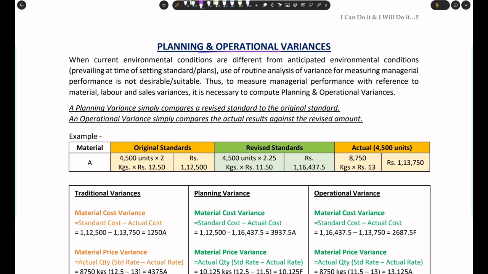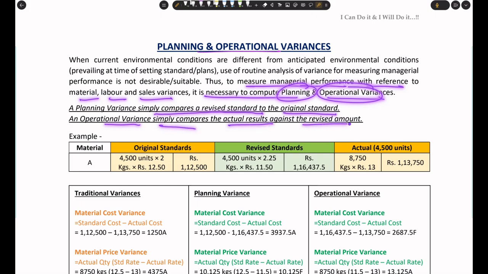When current environment conditions are different from the anticipated environment conditions prevailing at the time of setting standards or plans, the use of routine variance analysis for measuring managerial performance is not desirable or suitable. Thus, to measure managerial performance with reference to material, labor and sales variances, it is necessary to compute planning and operational variances. The planning variance simply compares the revised standard to the original standard, and the operational variance simply compares the actual results against the revised amount.